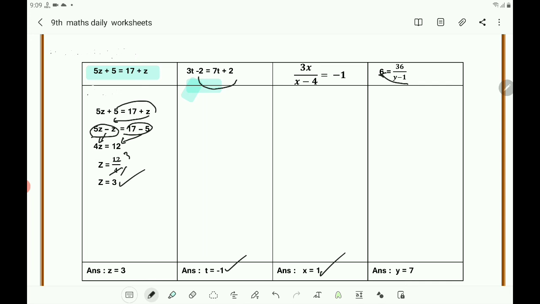Here also do the cross multiplication. You must write 6 into y minus 1 equals 36. And 6 into y is 6y minus 6 equals 36. Then you transfer minus 6 to the RHS, that becomes plus 6. So you will get 6y equals 42, that is y equals 42 by 6, which is equal to 7. 42 by 6 is 7, because 6 sevens are 42. So here the hints are given. Children, complete this activity. You must do it yourself.